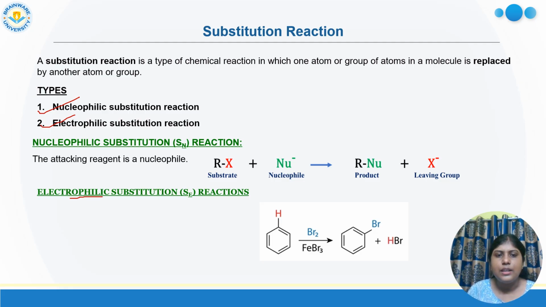Next, electrophilic substitution reaction. In case of electrophilic substitution reaction, the electrophile is the attacking agent. Suppose an example of benzene, this is benzene and this hydrogen is replaced by this bromine atom. So when this benzene is treated with bromine with FeBr3, then hydrogen is replaced by an electrophile Br plus and bromobenzene will form. So this is an electrophilic substitution reaction.